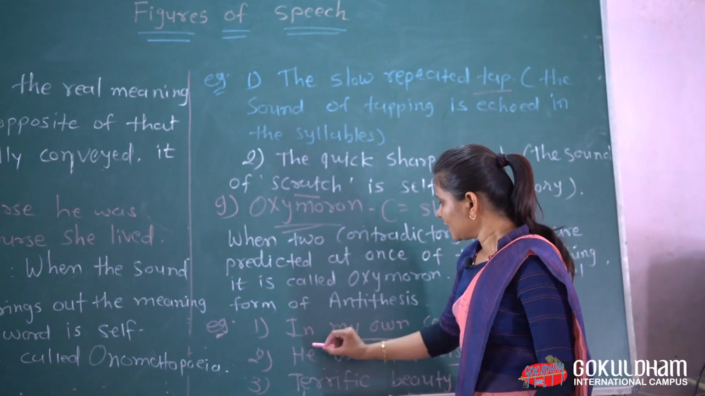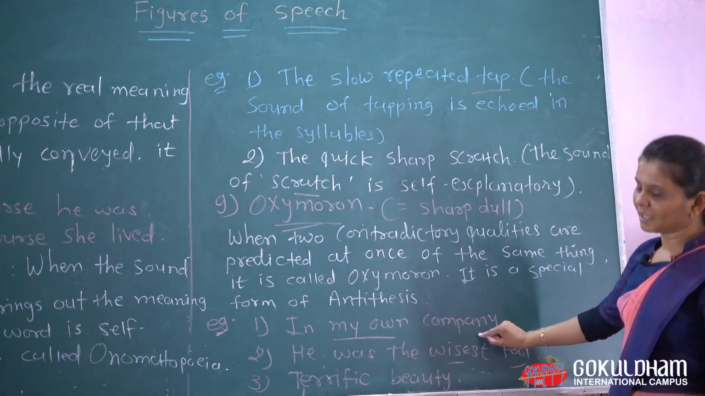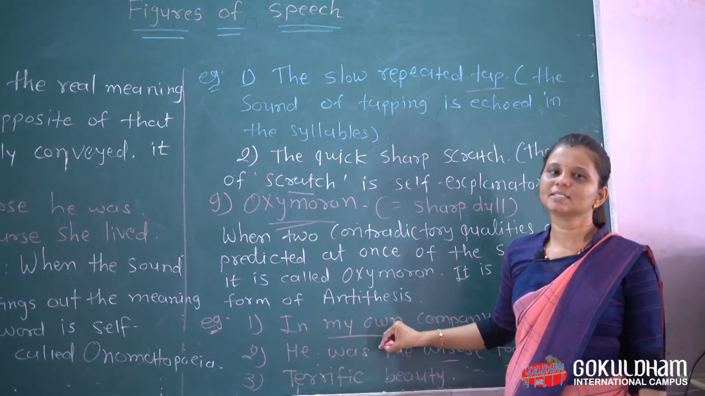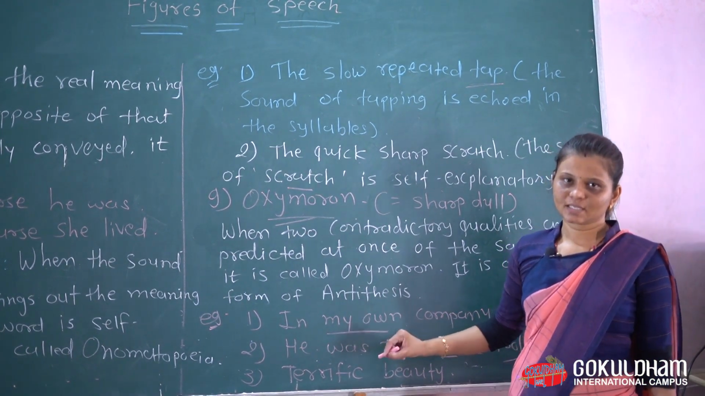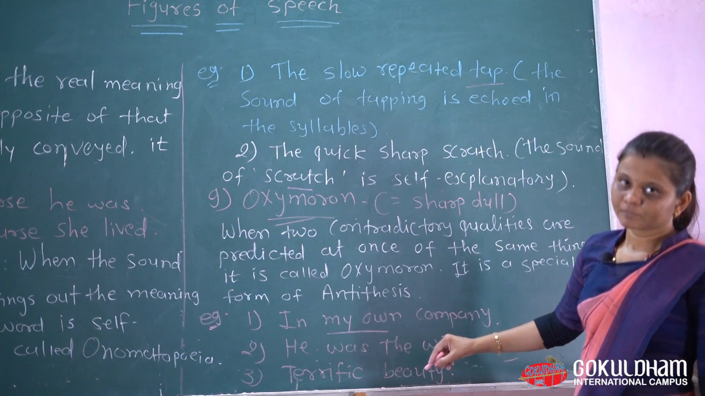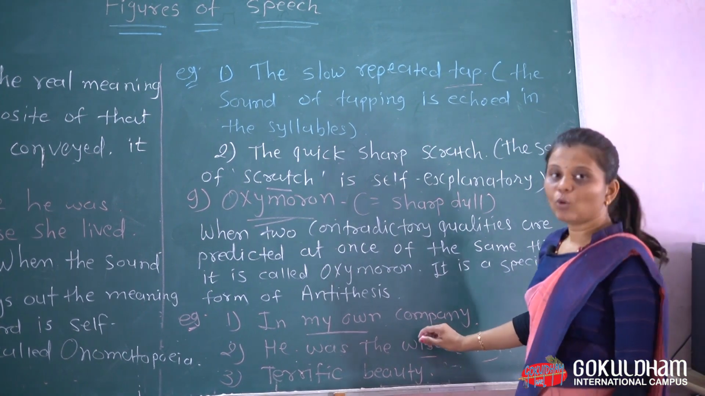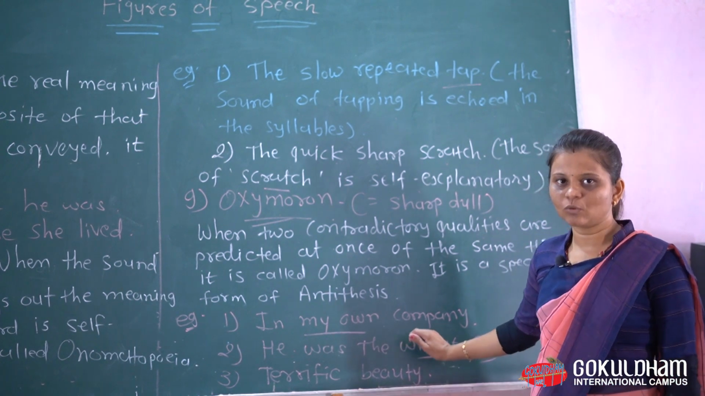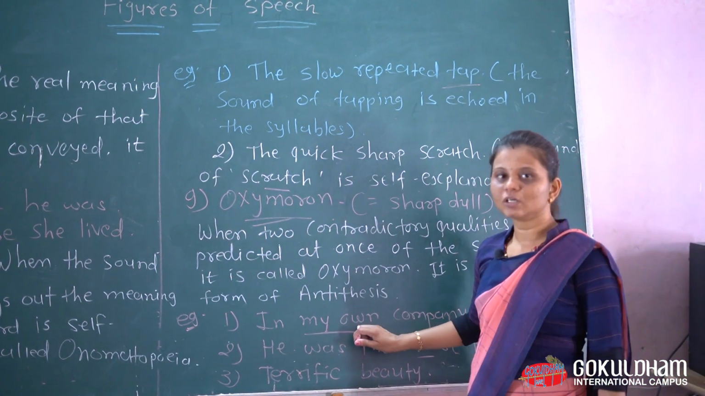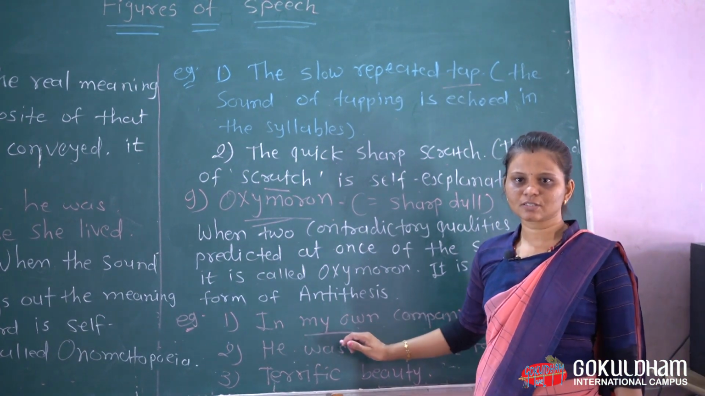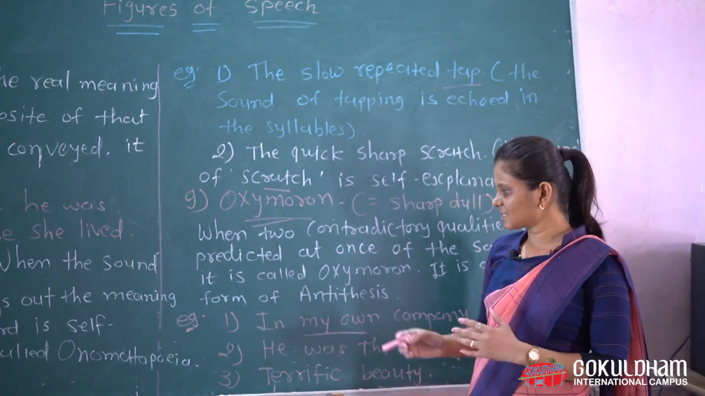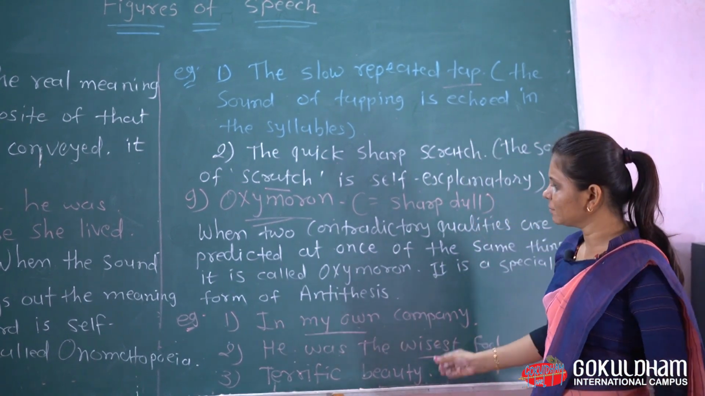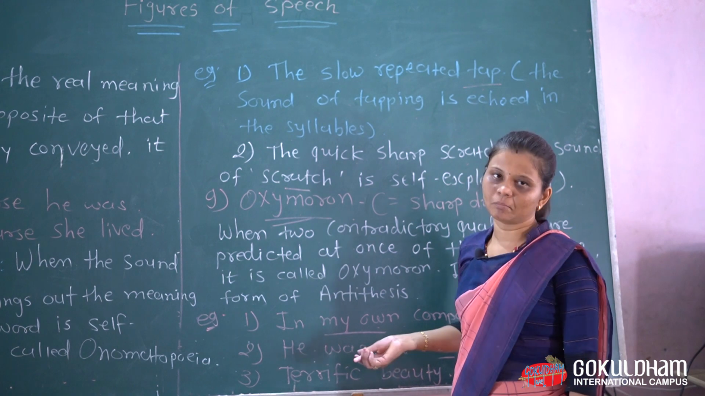Example, in my own company. So here my own is an adjectival phrase. The adjectival phrase explains the noun company here. So they use this phrase, my own, for this noun company. The same things, but they use it for making contraries. We can say in own company, but in my own company.